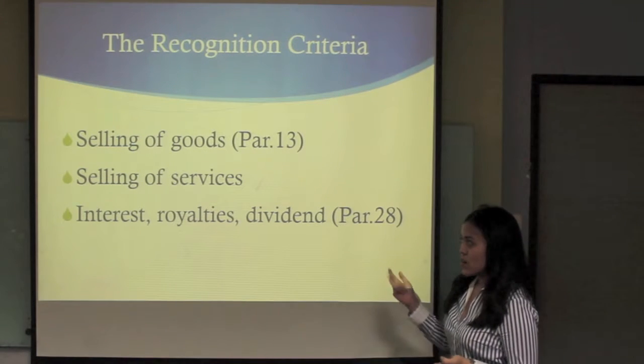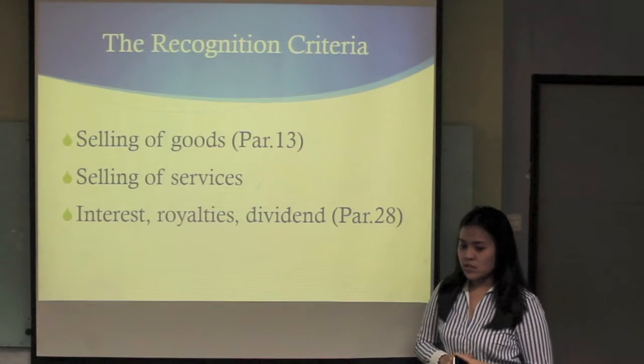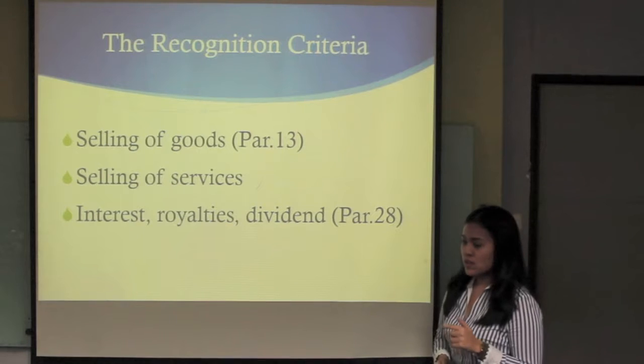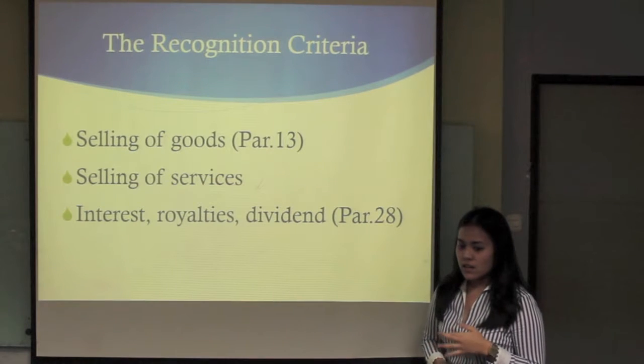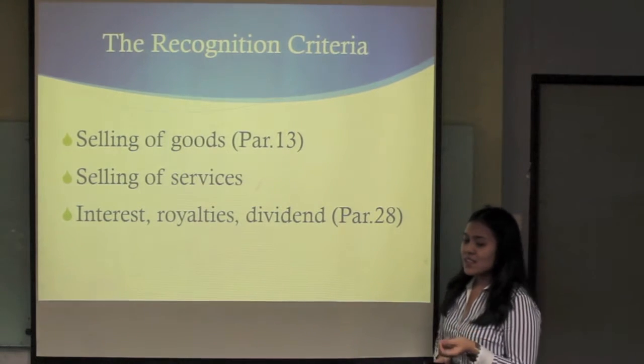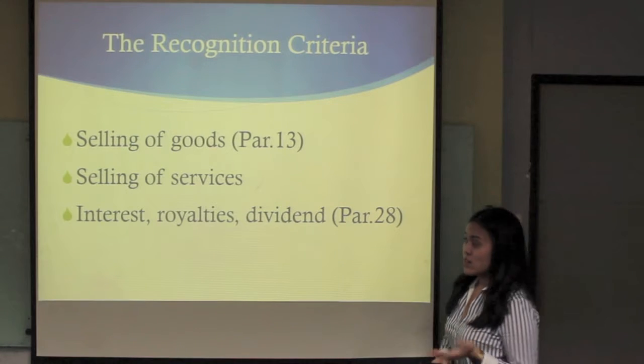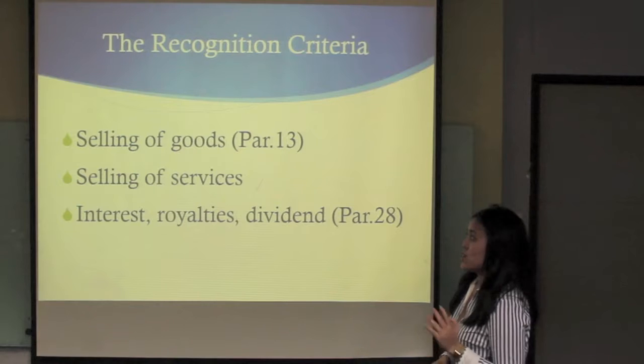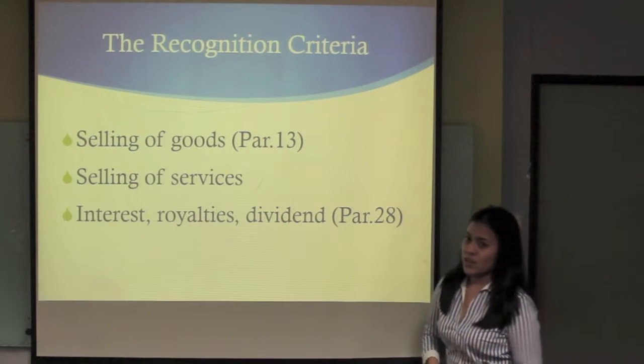And the second one is selling of services. Service revenue is to be recognized by reference to the stage of completion, or it's recognized in the period when the service is rendered to the customers. The third one is interest, royalties, and dividend. This is based on paragraph 28.